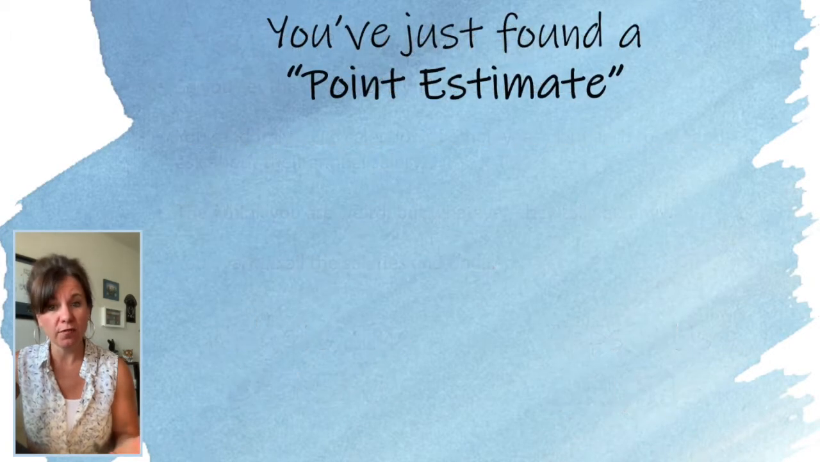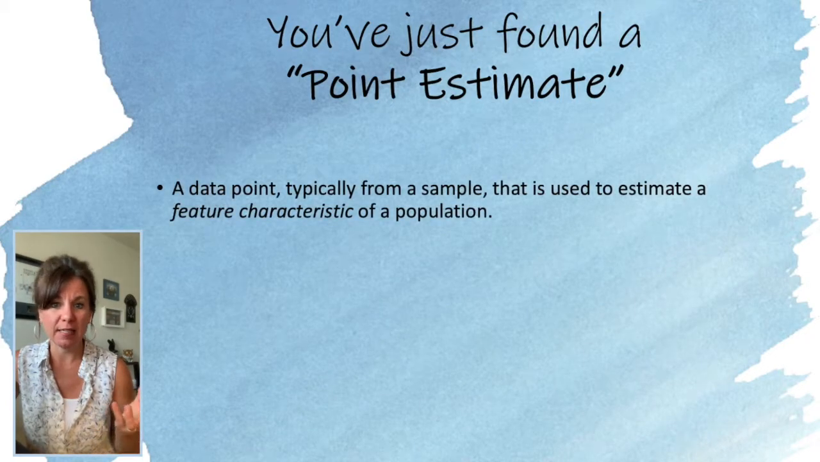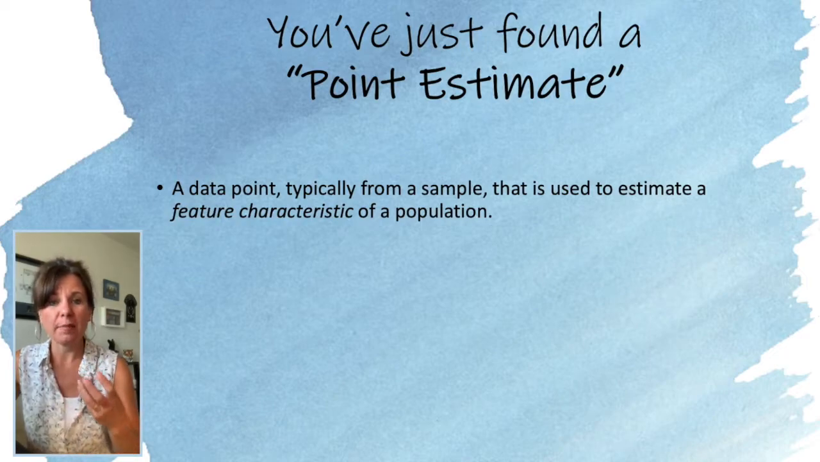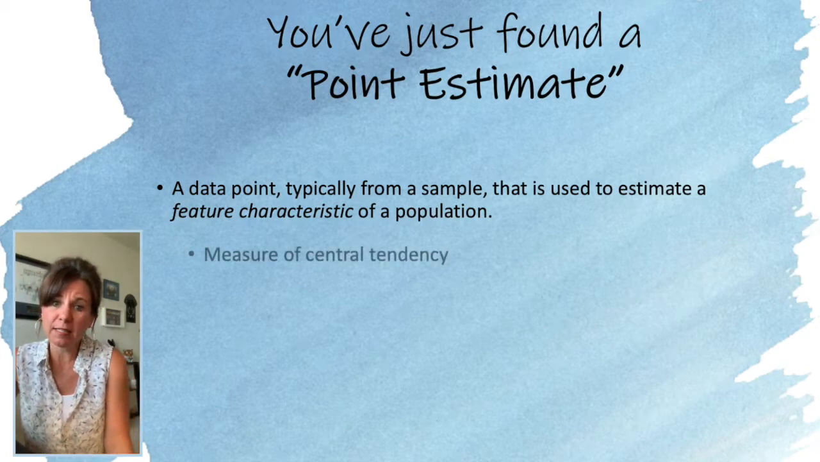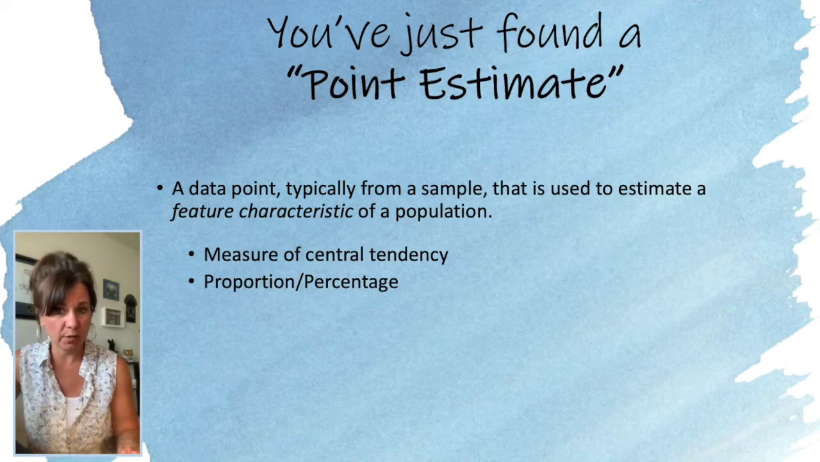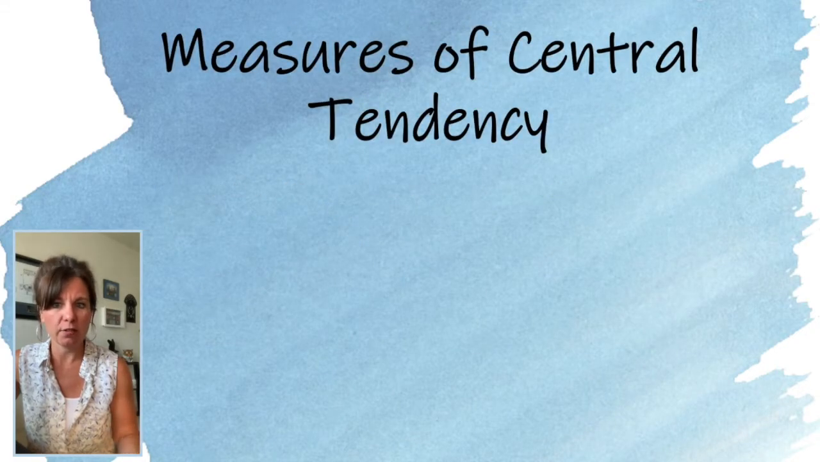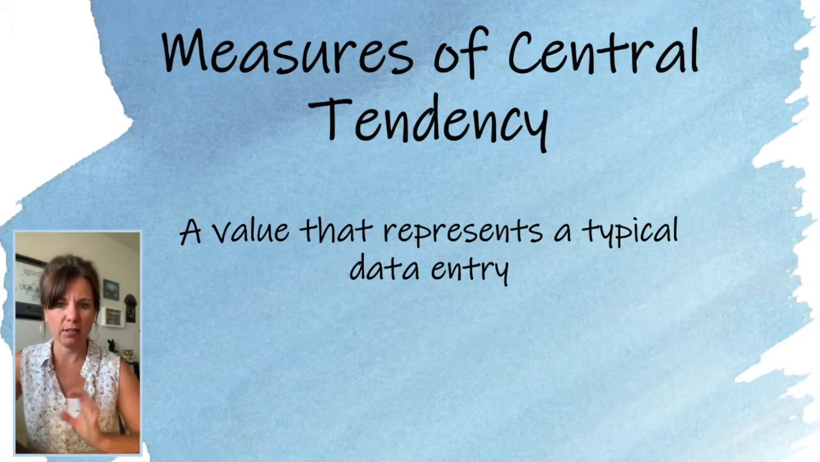Okay, you've just found what we call a point estimate. And a point estimate is a data point, typically from a sample, that describes a feature characteristic of a population. Point estimates can be measures of central tendency, they can be proportions or percentages, they can be measures of spread, but today we're going to be talking about measures of central tendency, which is a value that represents a typical data entry. Okay, back to the job search.